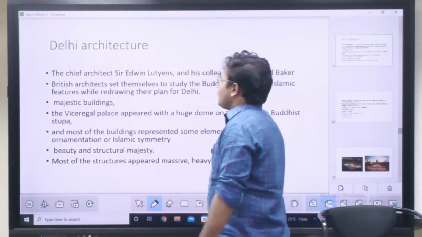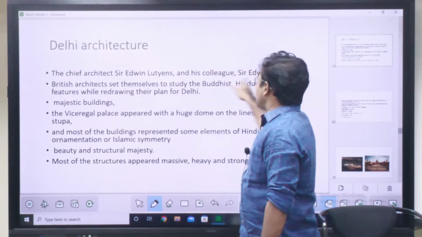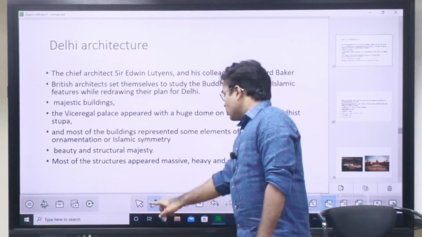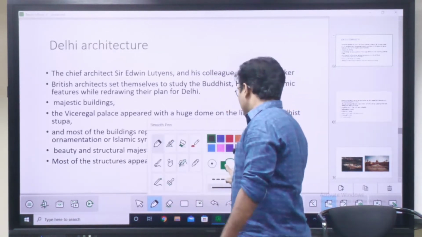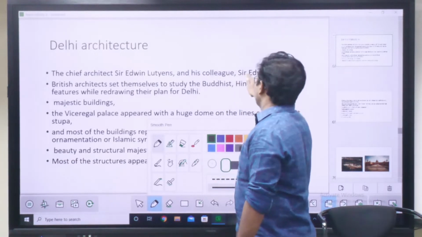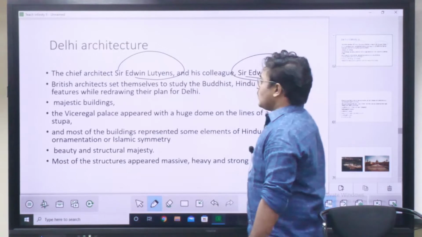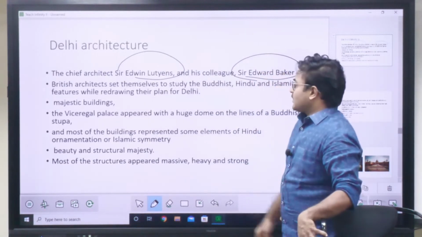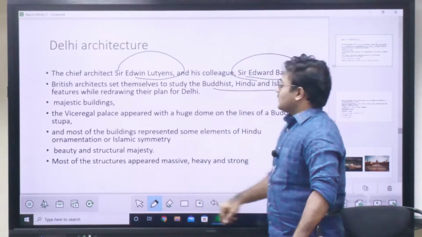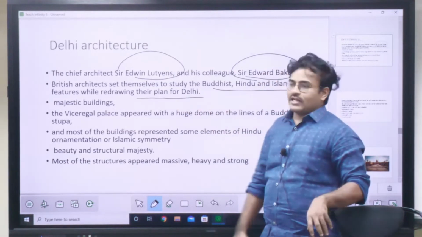Delhi architecture: the chief architect is Sir Edwin Lutyens and his colleague Sir Edward Baker. Edward Baker is his name, not Herbert, but Edward. Remember the name. Edward Baker, and Sir Edwin Lutyens is one more. British architects set themselves to study the Buddhist, Hindu and Islamic features while redrawing their plan for Delhi.